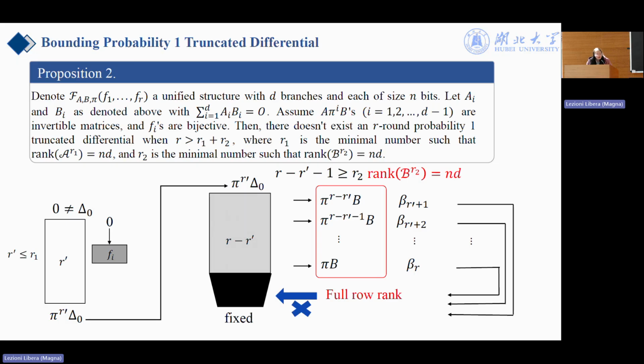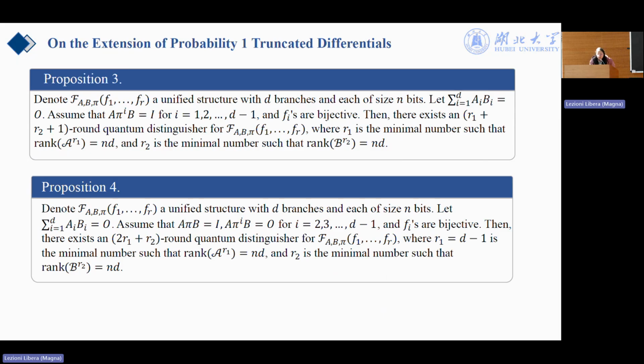We also consider the boundary of the probability 1 truncated differential. We can prove that there doesn't exist an R-round probability 1 truncated differential when the round R is more than R1 plus R2. This means we can just construct R1 plus R2 round distinguishers for the united structure. In order to construct longer distinguishers, we also consider the extension of probability 1 truncated differentials.